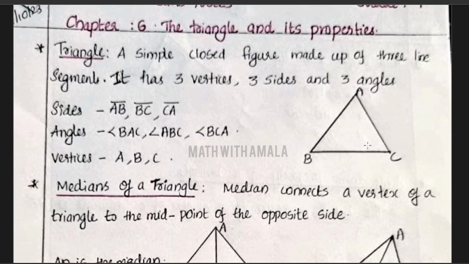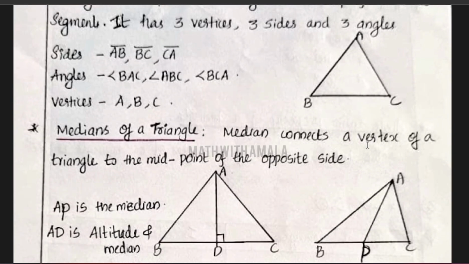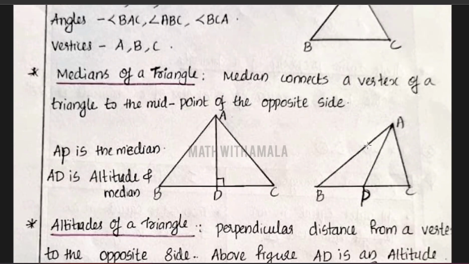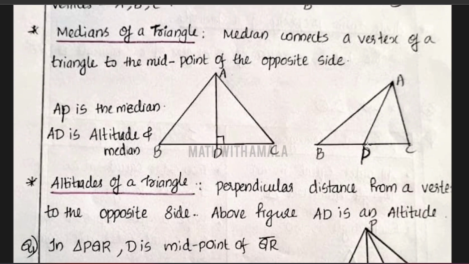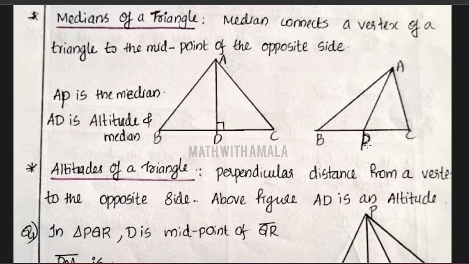Now what is the median of a triangle? Median connects a vertex of a triangle to the midpoint of the opposite side. If we start with A, then it will be connecting towards the BC's center, opposite side's center. So AP is the median, which is found in the second figure, and AD is the altitude. That means it represents the height of the triangle also. AD is the altitude as well as median.